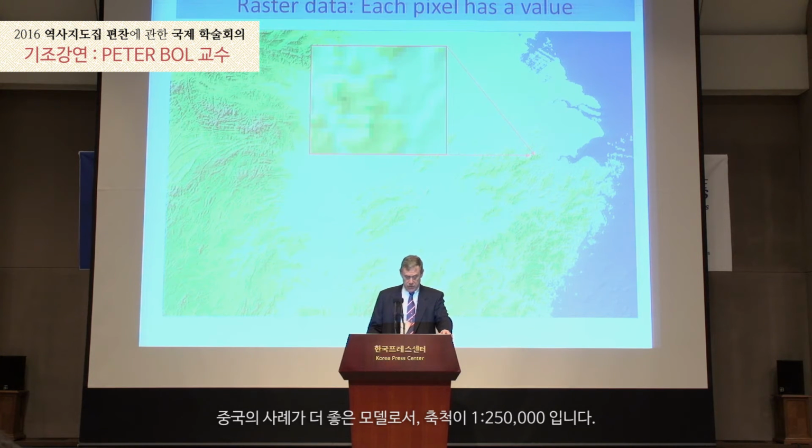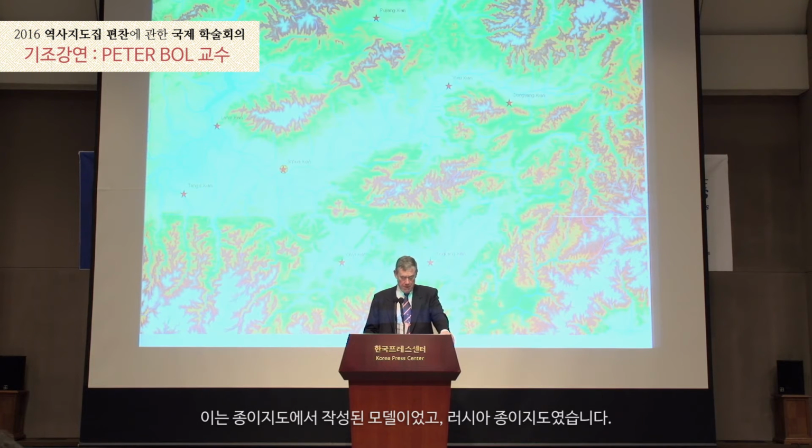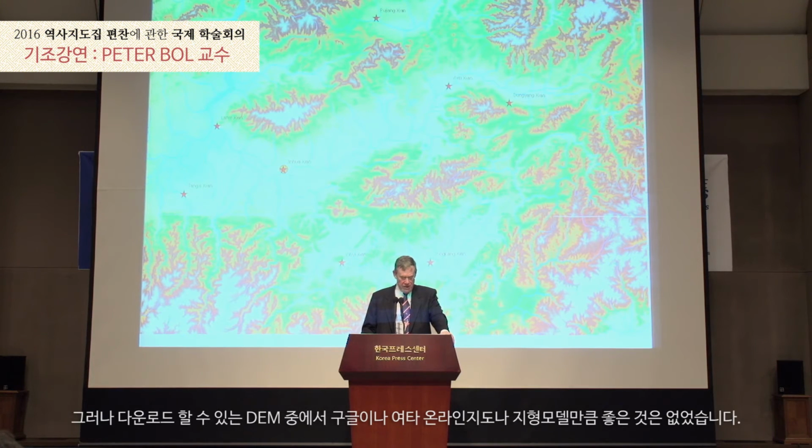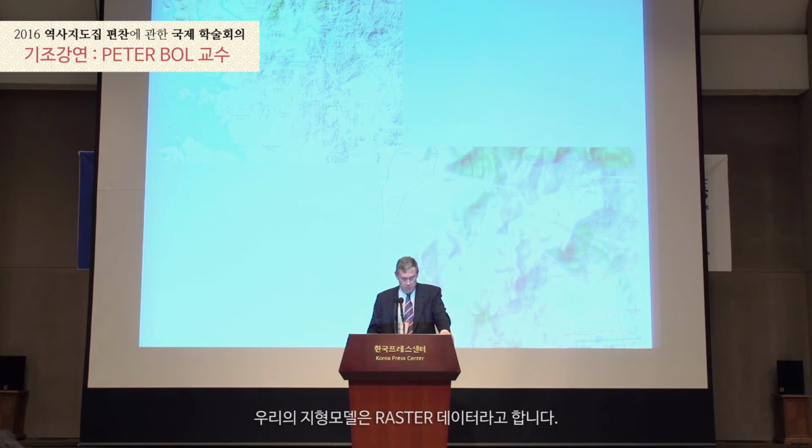There are better models for China. This is 1 to 250,000, created from paper maps, from Russian paper maps. But none of the DEMs we can download is as good as the online base maps and terrain models from Google and others based on satellite data. Our terrain model is a form of what is called raster data.